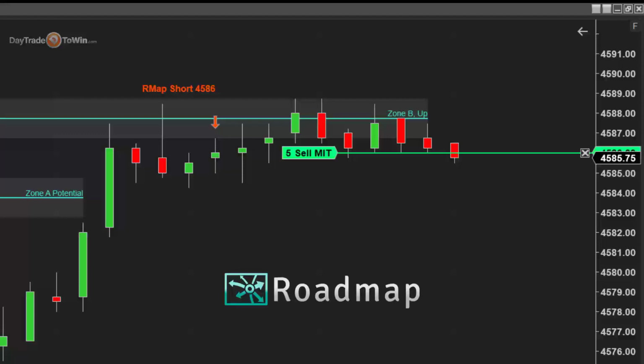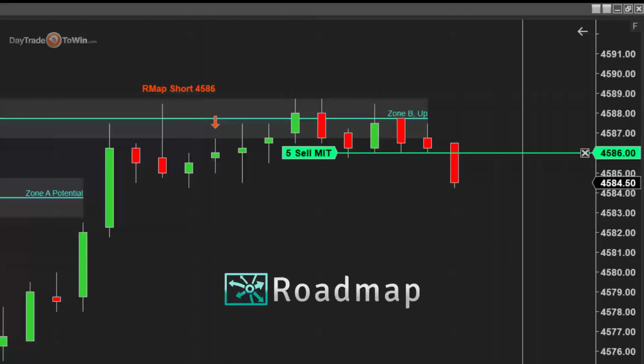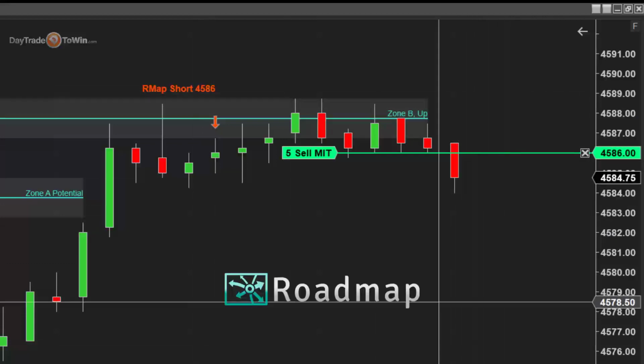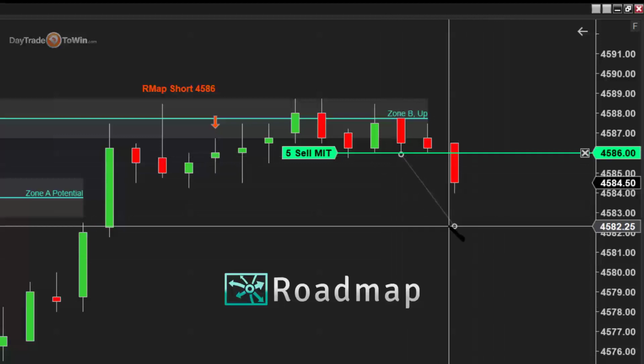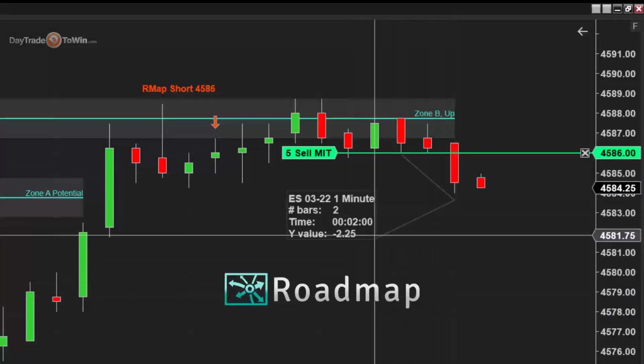Order submitted. To go short, see if I can get in here at the price that I want, 45.86, which is what this is in. Oh, it's running away. It took too long to get into the trade. It's already moving into the target.